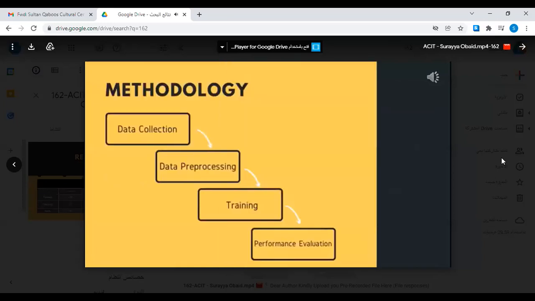The methodology we have used in this experiment is pretty straightforward: data collection, preparatory steps that are commonly used for natural language processing, then training on the data set using machine learning algorithms, and then performance evaluation.